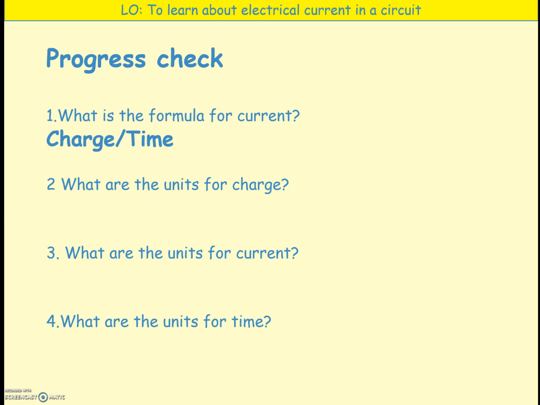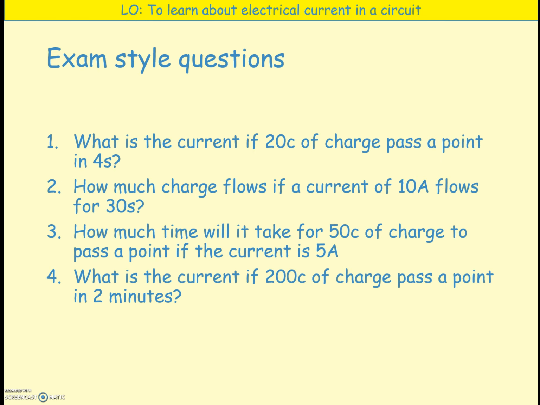So, what is the formula for current? Charge divided by time. What are the units for charge? Coulombs, which would be a C. What are the units for current? Ampere, which would be an A. And what are the units for time? That would be seconds. Now, let's have a go at doing these questions. Please take your time and give yourself around 2 minutes per question.